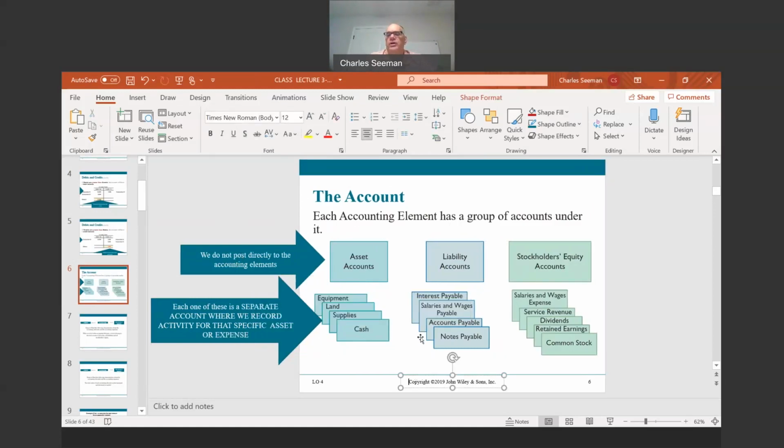Liabilities also have their own accounts. For instance, the accounting element liability has interest payable, which might be interest we have to pay on a loan to an outside party. Salaries and wages payable are the amounts we owe to employees. Again, employees are outside the company. Accounts payable is amounts we owe to suppliers. We may also owe the bank, so there are different types of liability accounts. Stockholders' equity accounts are retained earnings and common stock.